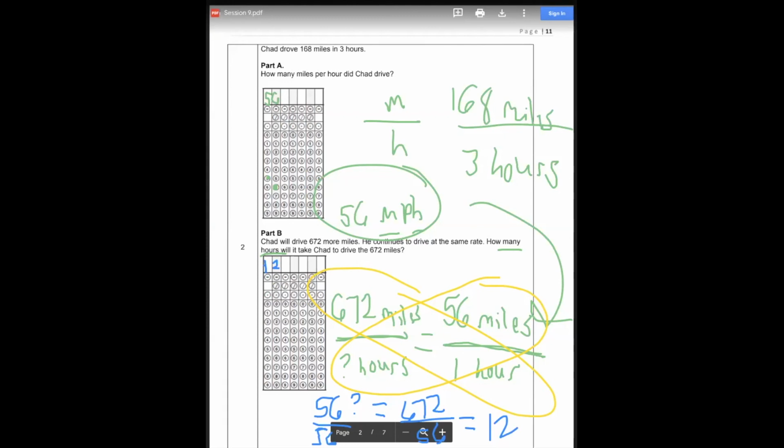The first thing that I did was find the relationship. Well, there was a relationship, the relationship between 672 and 168, and it was 4 because I divided it. So it was 4 times the amount. So 3 times 4, it'd be 12.